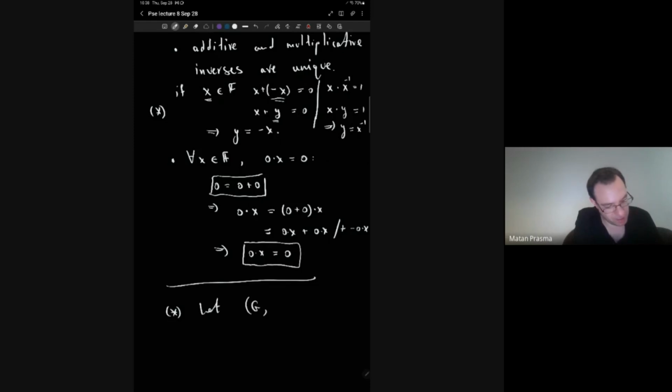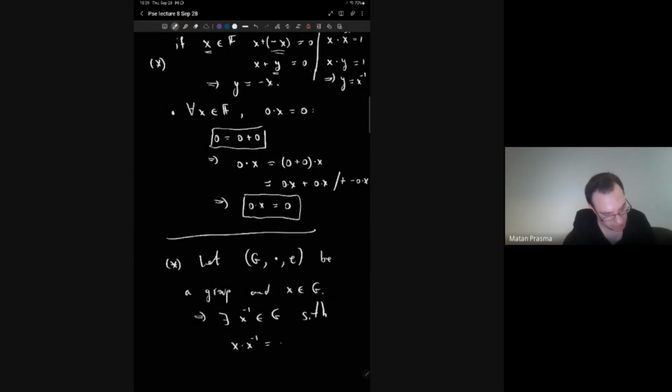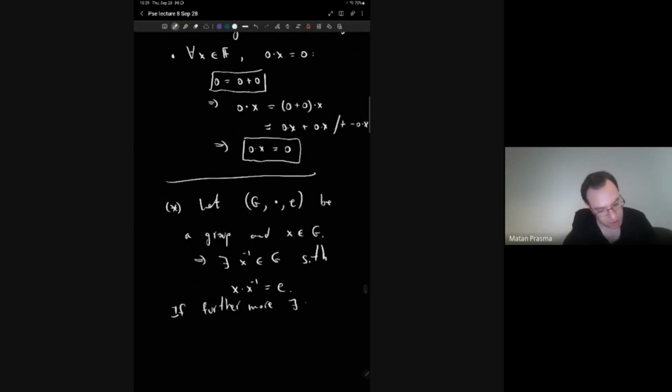Let G, I write it in the general notation, so G with multiplication and e, be a group, and x an element in G. The axiom of the groups guarantees that there exists x minus 1 in G such that x times x minus 1 is e. If, furthermore, there exists y in G such that x times y is equal to e, then, well, what do we do?